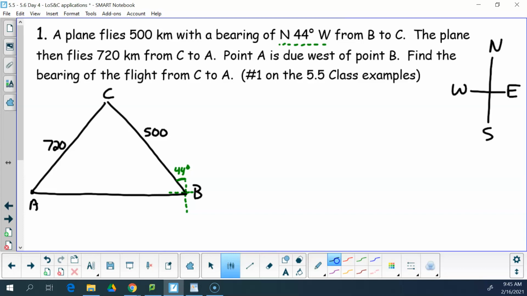Okay? Do we know any angles inside our triangle? Angle B, the angle inside of our triangle, this angle right here, would be 46 degrees because north and west are perpendicular. Love it. Okay? So, what do you think we need to find?